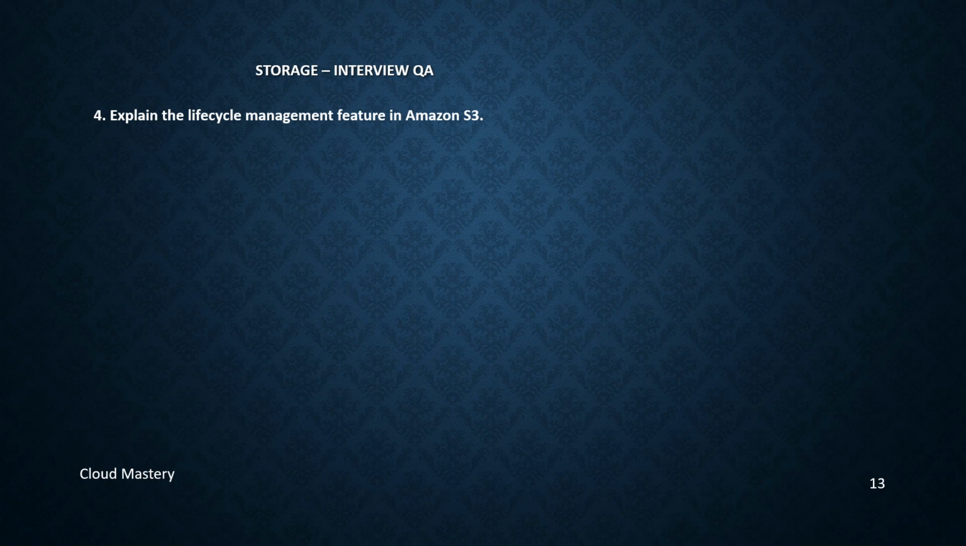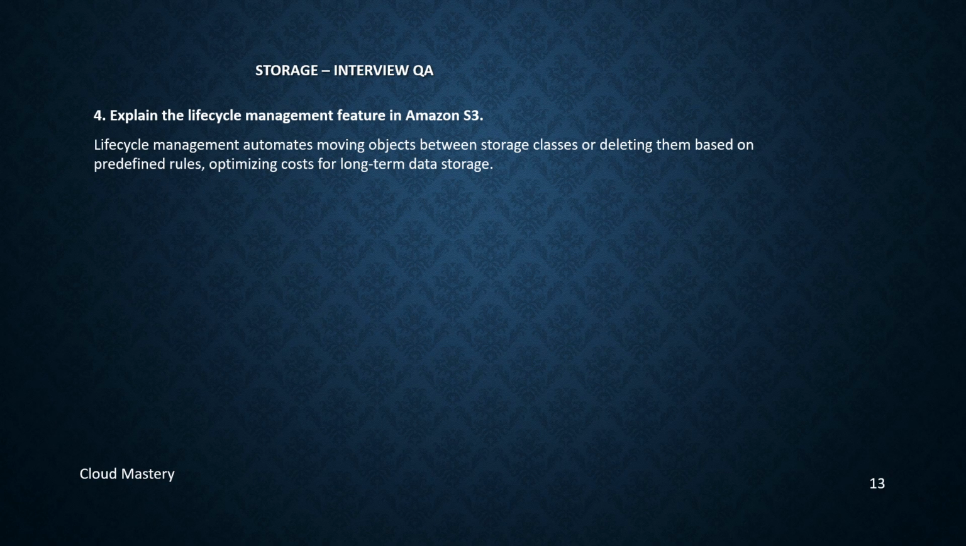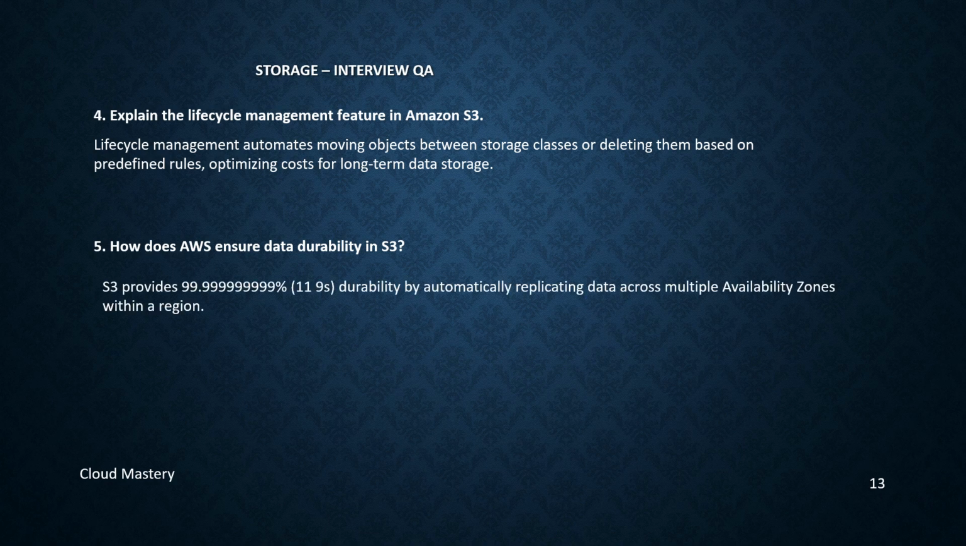Okay, let's move to the next one. Explain the lifecycle management features in S3. So lifecycle management automates moving objects between storage classes and deleting them based on your predefined rules, optimizing cost for long-term data storage. That is the way you can explain this to your interviewer. And then let's talk about how AWS ensures data durability in S3. So we have a durability SLA of 99.999999999%, eleven 9s. So you can see how secure it is, and your data is replicating across multiple availability zones within a region, right? So we can explain it this way.